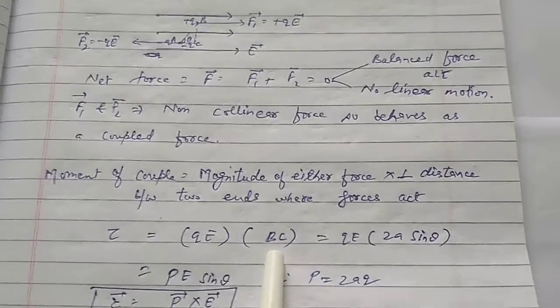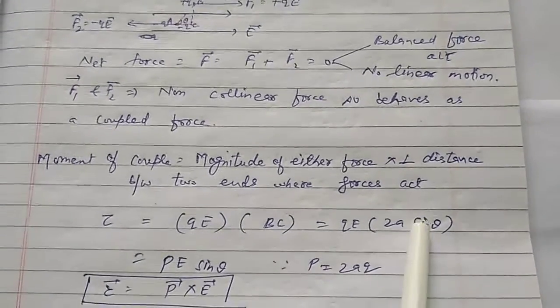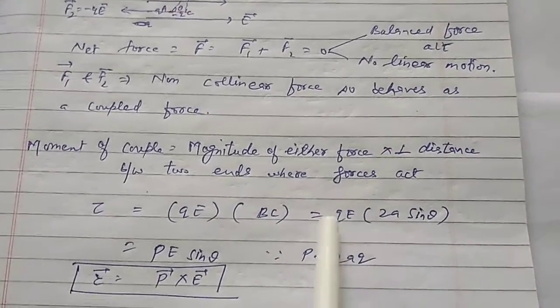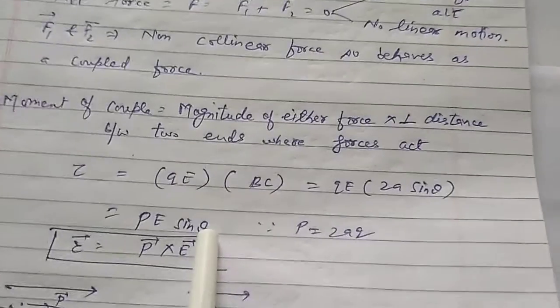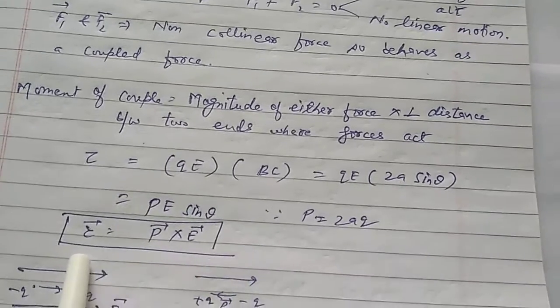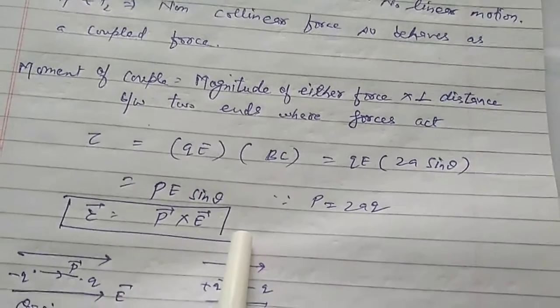Force is QE, perpendicular distance BC, as I told you, is 2a sine theta, and 2aq is equal to the dipole moment. So it comes out to be P sine theta. So it means that torque equals P cross E.